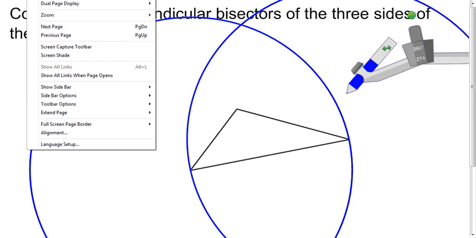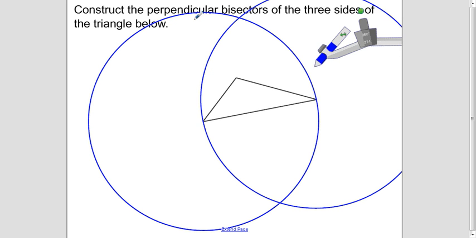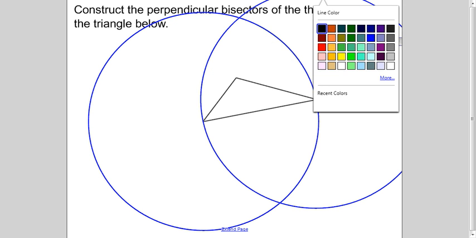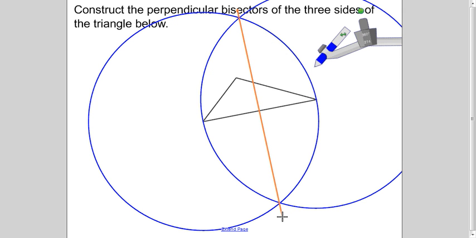And if I zoom out here, we should be able to see the 2 points of intersection. So now we're going to connect those with a line to make our perpendicular bisector. So there we go. There's one of them. And now you're going to repeat this process for the other two.